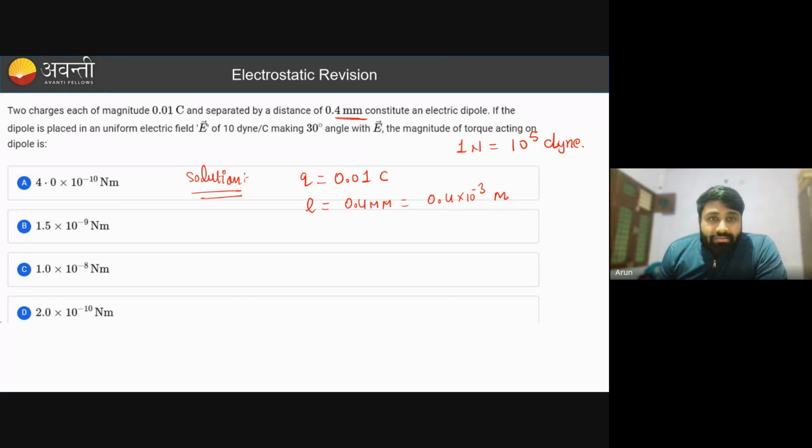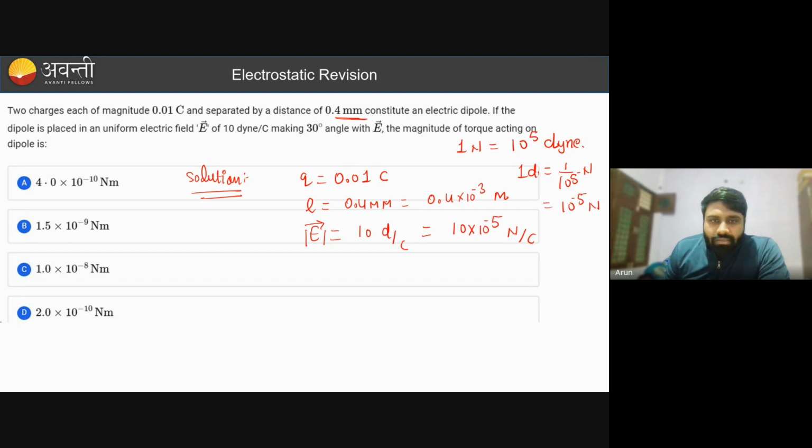Now the uniform electric field is given as magnitude 10 dyne per coulomb. Now we will convert it into newton. So 1 newton is 10 raised to the power 5 dyne. So how many newton in 1 dyne? 1 dyne will have 1 upon 10 raised to the power 5 newton, or 10 raised to the power minus 5 newton. Now 10 into 10 raised to the power minus 5 newton per coulomb.